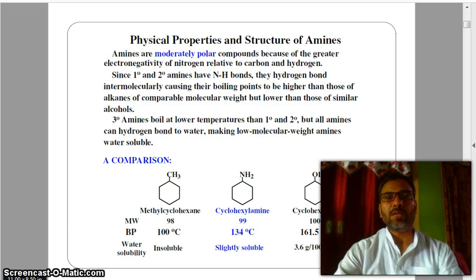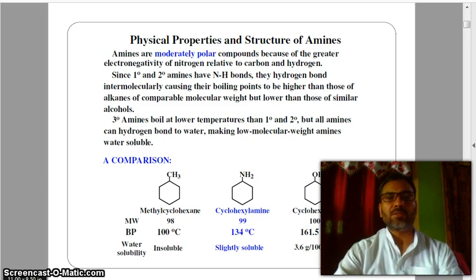Today in this video, I am going to explain about physical properties and structure of amines. So you know that amines are moderately polar compounds because of the greater electronegativity of nitrogen relative to carbon and hydrogens. Since 1 degree and 2 degree amines have N-H bonds, they hydrogen bond intermolecularly, causing their boiling points to be higher than those of alkanes of comparable molecular weight but lower than those of similar alcohols.